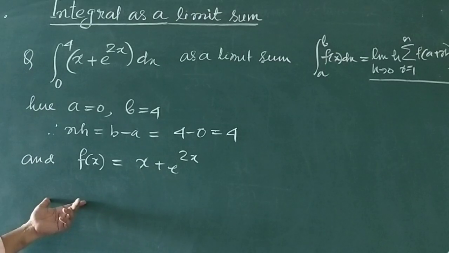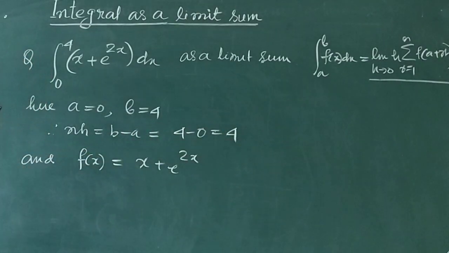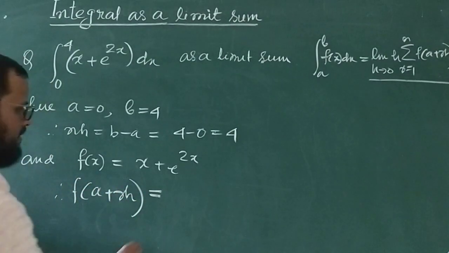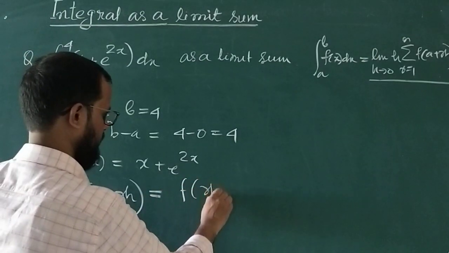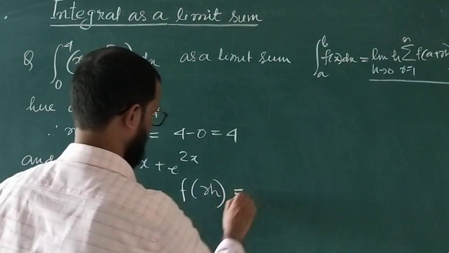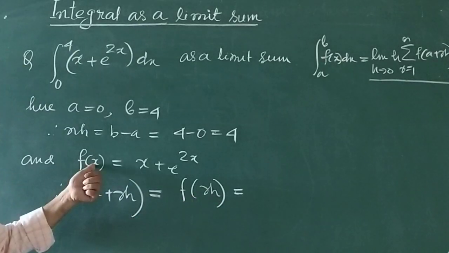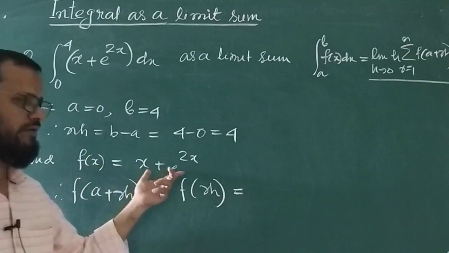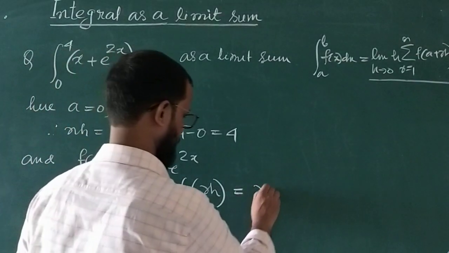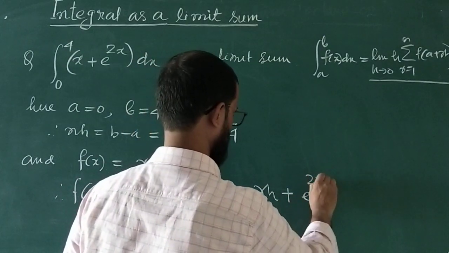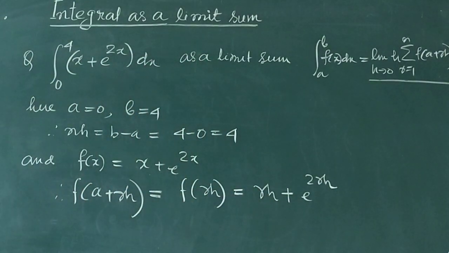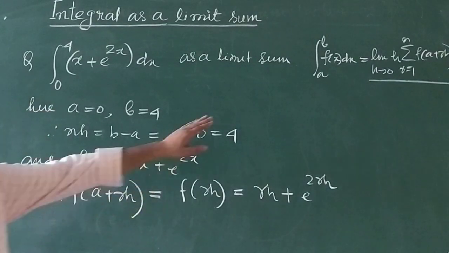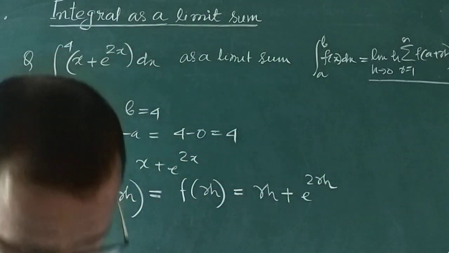Now your turn is to find f of a plus rh. Since a equal to 0, you are going to find f of rh only. How to find f of rh? Replacing x by rh you will get f of rh. If you replace x by rh on the left hand side, definitely replace on the right hand side also. You have to write rh plus e to the power 2 into rh. Understood? Now use the definition and try to find the solution.